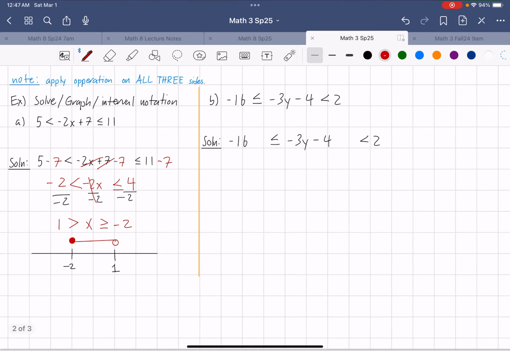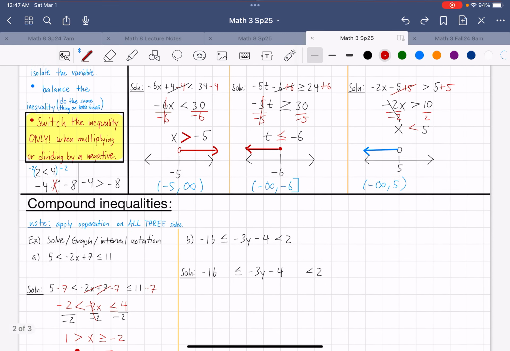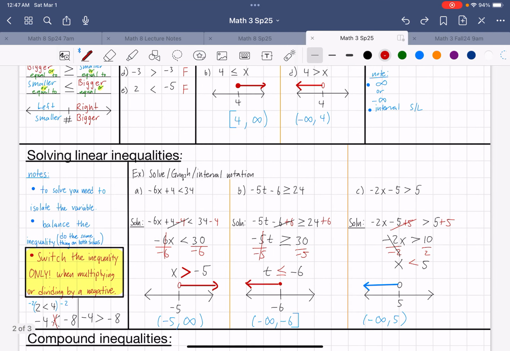And that's essentially how compound inequalities work. It takes multiple inequalities and puts them into one. Try to finish this problem here. I will post these notes. If you have any questions, please let me know.